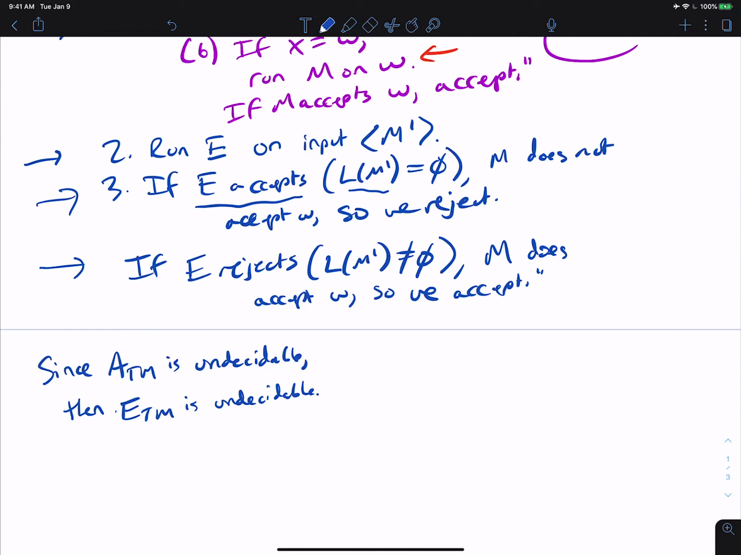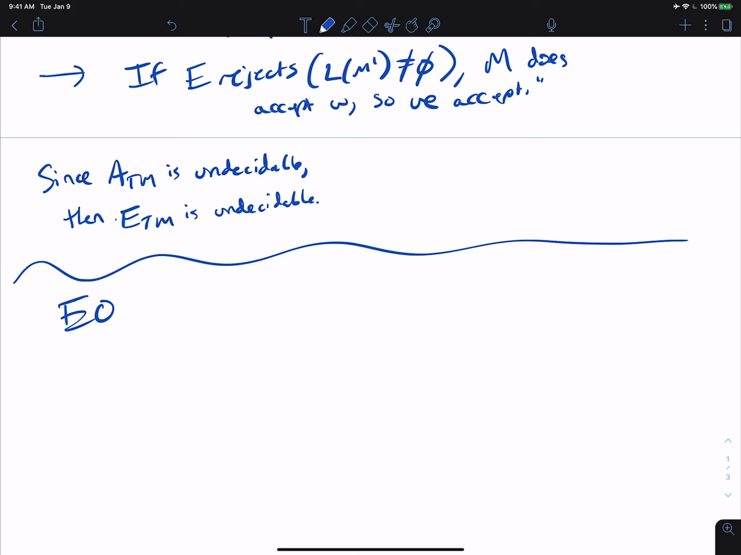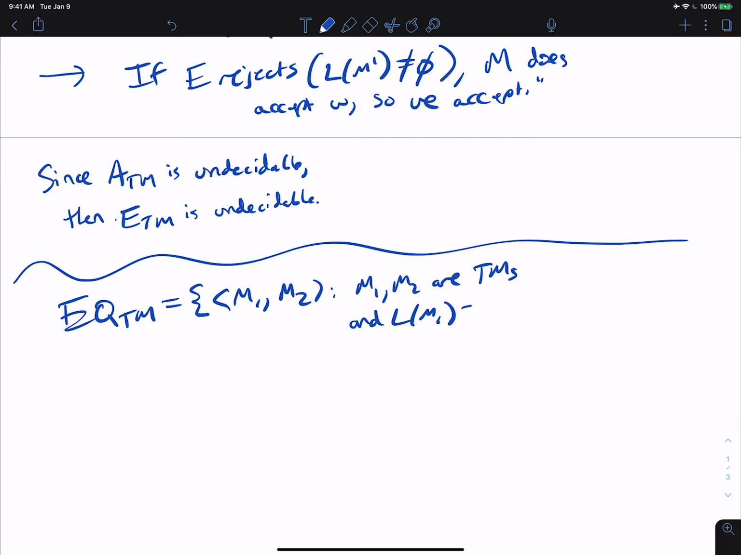Cool. So let's go on to the next one, which is EQTM. Here, as you might expect, we have two Turing machines, M1 and M2, and the language of M1 equals the language of M2. And you wouldn't be surprised to know that this is undecidable. So how do you actually do this?